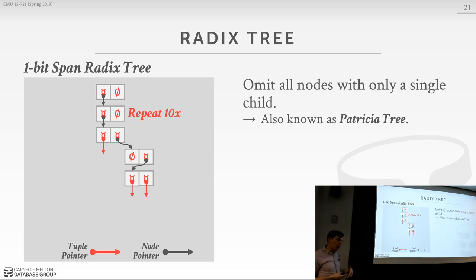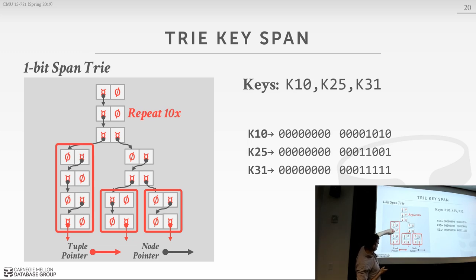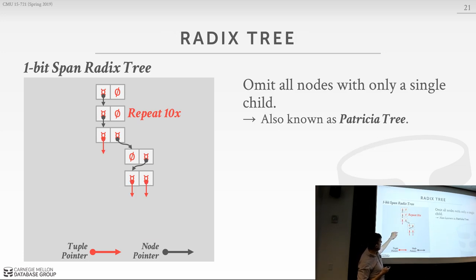Now, of course, someone could do a lookup and say, oh, I'm looking for something that has bit 0, bit 0, bit 0, and then maybe differs somewhere down the path here. My tree doesn't know about it, right? So it can't store that. So that means that I still have to follow the pointer to go to the actual tuple itself and figure out whether I actually have a match or not.